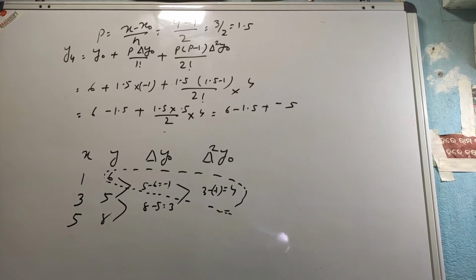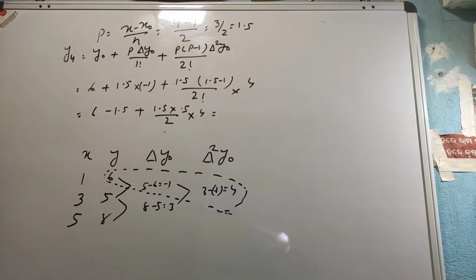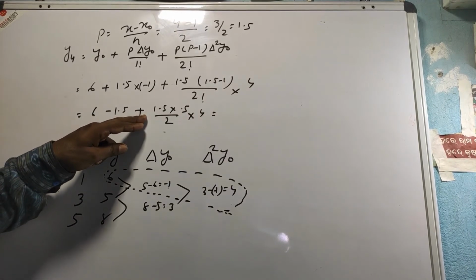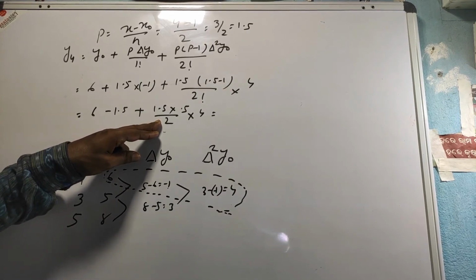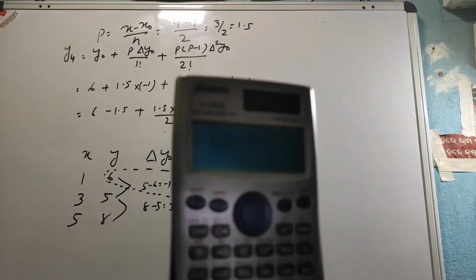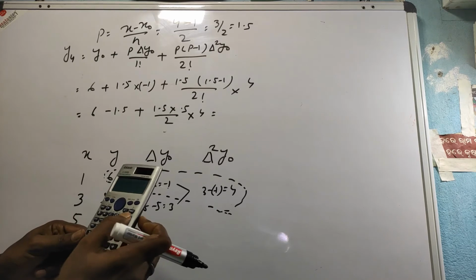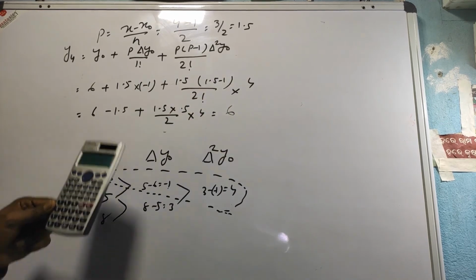So we can use a calculator to solve it directly: 6 minus 1.5 plus 1.5 into 0.5 over 2 into 4. I have to use a calculator, so I use the calculator this way, and the result is 6. Okay, and this is Newton's forward interpolation.